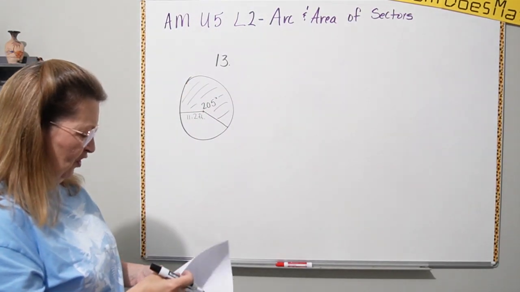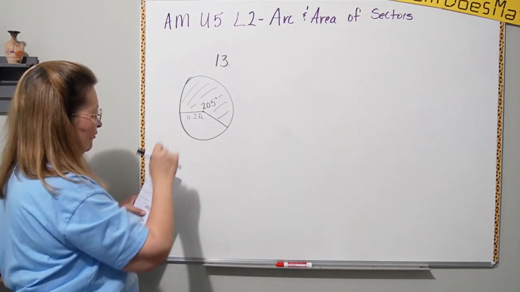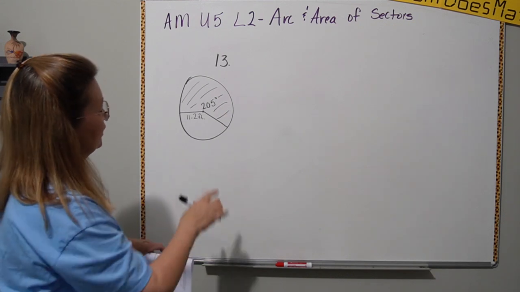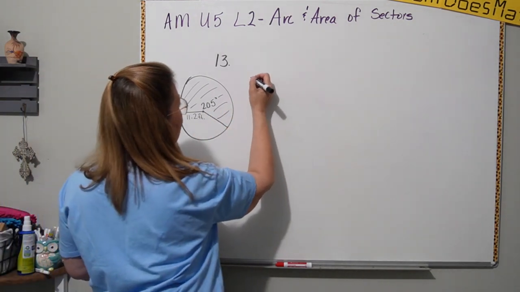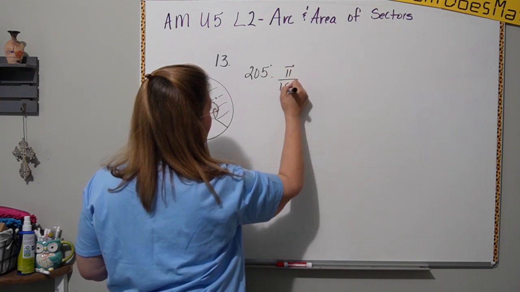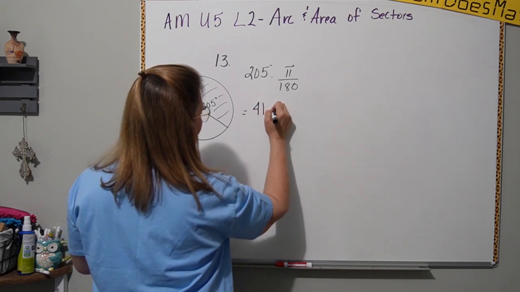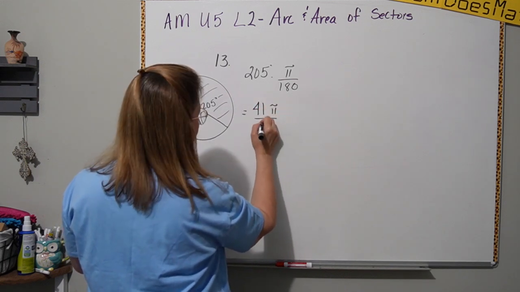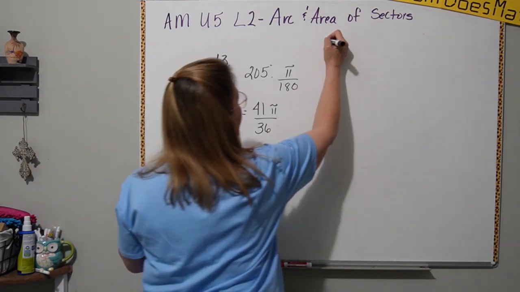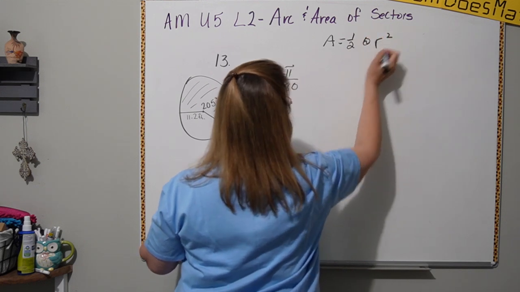Okay, let's look at number 13 now. We have an angle of 205 degrees and we have a radius of 11.2, and we want to find the area of the shaded region. So the first thing I have to do is convert the degree measure to radians. So I'm going to multiply that times pi over 180. Doing the math on that is going to get you 41 pi over 36. Now for our formula: area is equal to 1/2 theta r squared.